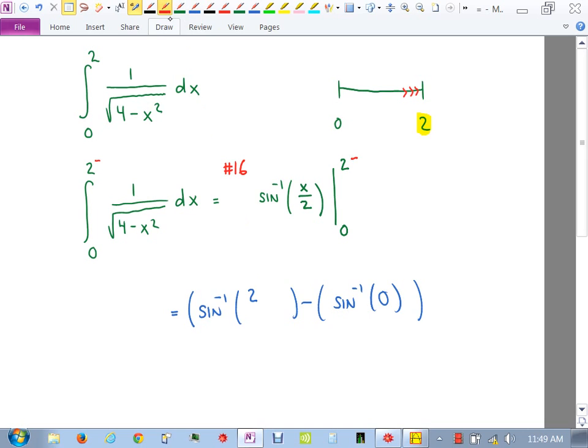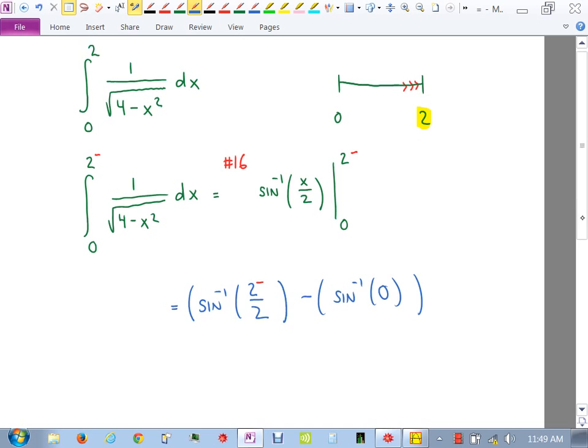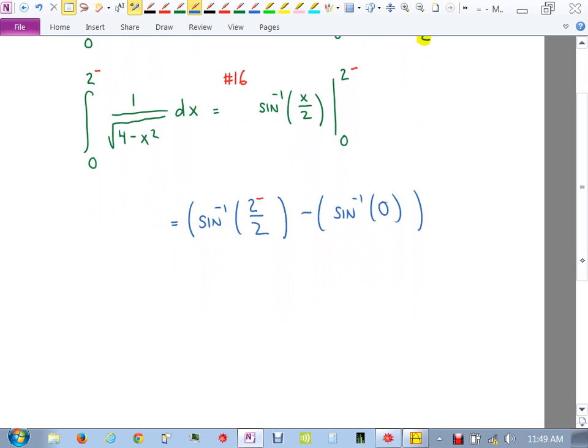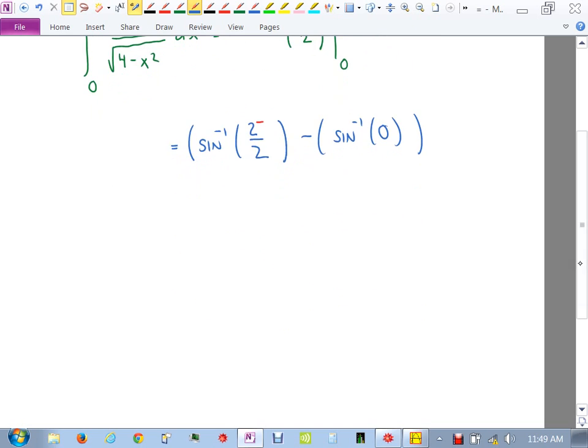2 from the left, right, over 2. That's what I'm trying to do, right? Plug in 2 from the left. On the right side, arc sine of 0. Can we figure out these answers? How did I show you just a second ago to figure out your inverse trig? You could look at the trig function itself, sine.